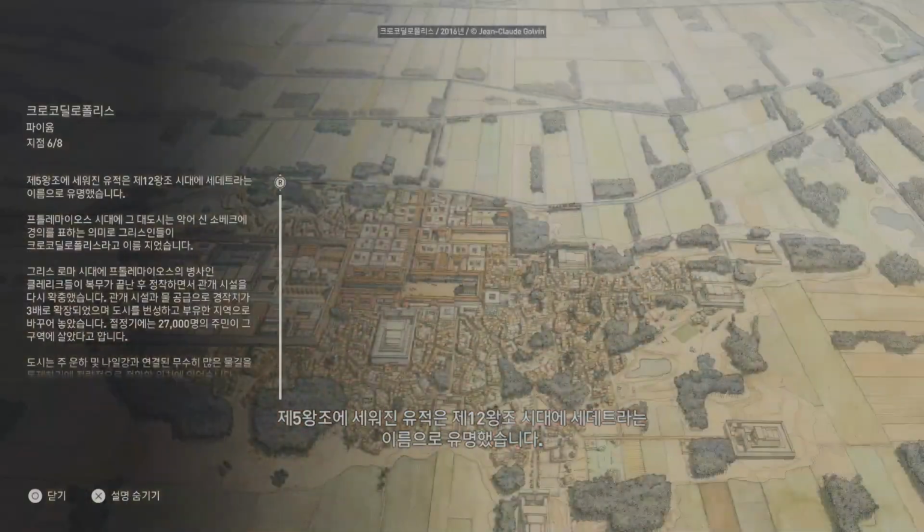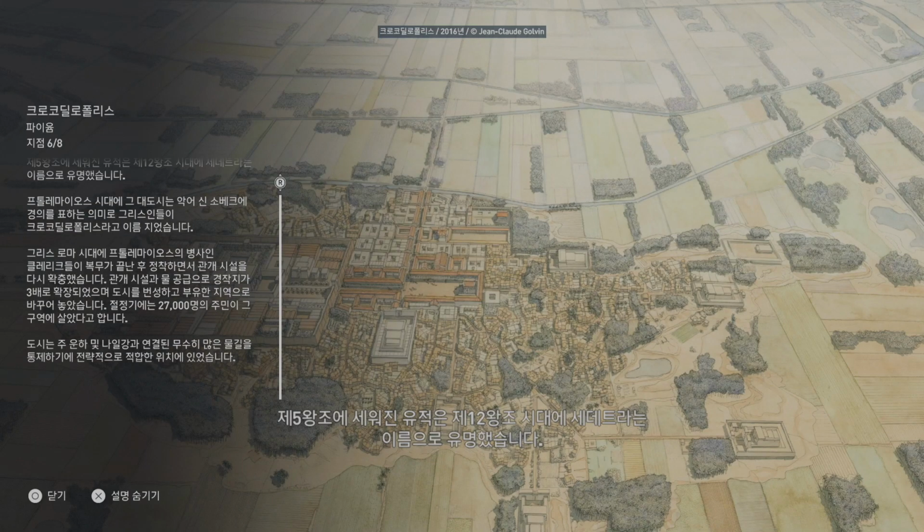Founded during the 5th dynasty, the site was popular during the 12th dynasty under the name of Shedet. During the Ptolemaic era, the metropolis was named Crocodilopolis by the Greeks, in honor of the crocodile god Sobek.